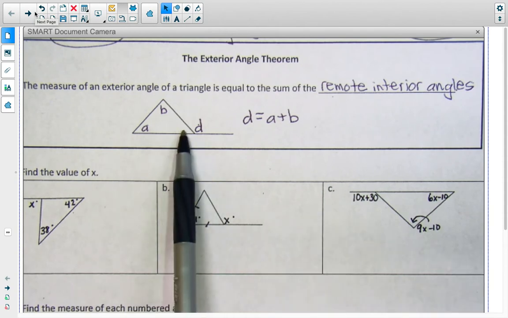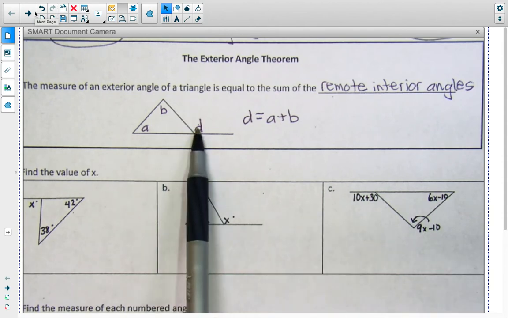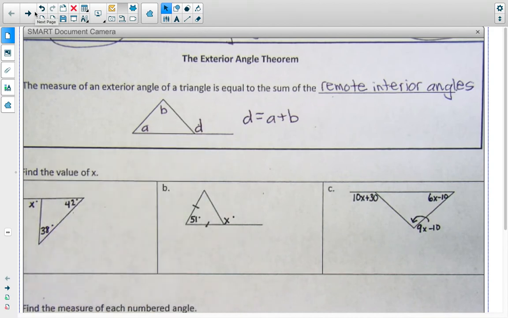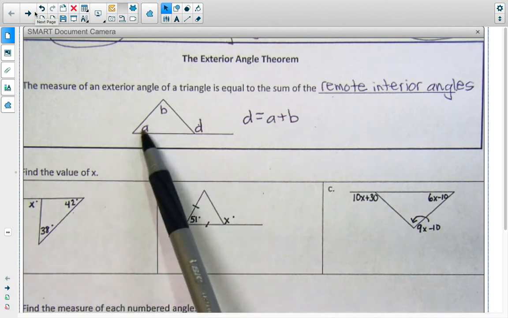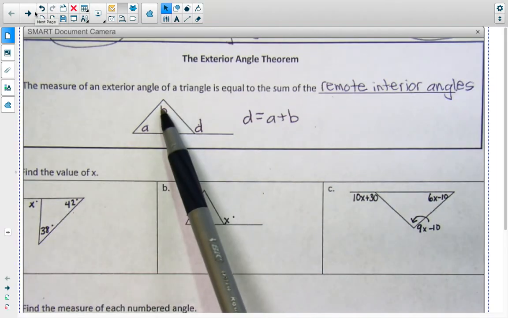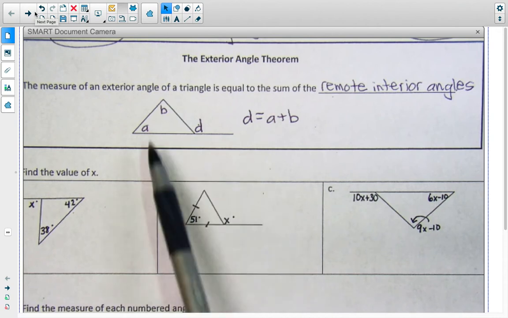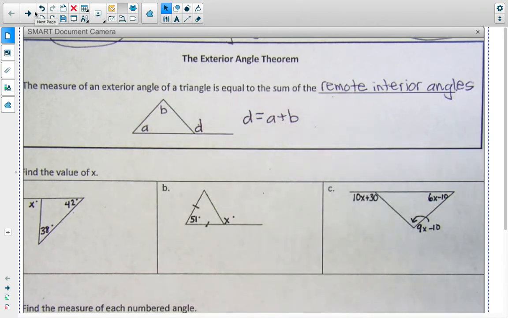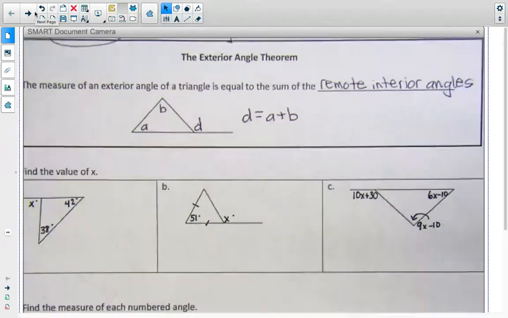So this angle, don't use this angle because we know this angle and this angle are 180. So don't use that one. Use the ones that it is not attached to. So those are called remote interior angles. So A is a remote interior angle and B is a remote interior angle. So if I add up these two angles, it'll give me this outside angle. So that's what the exterior angle theorem says.